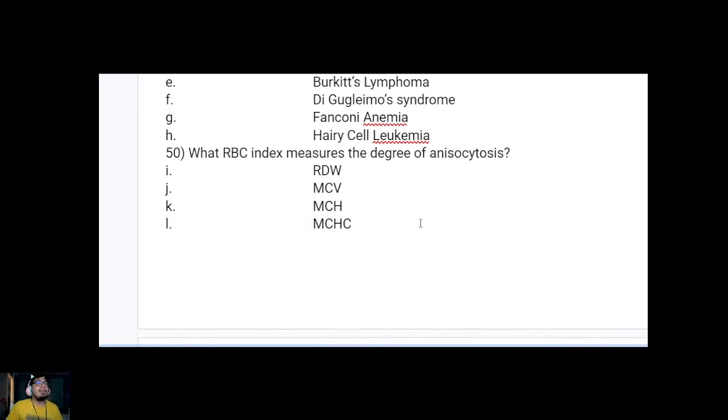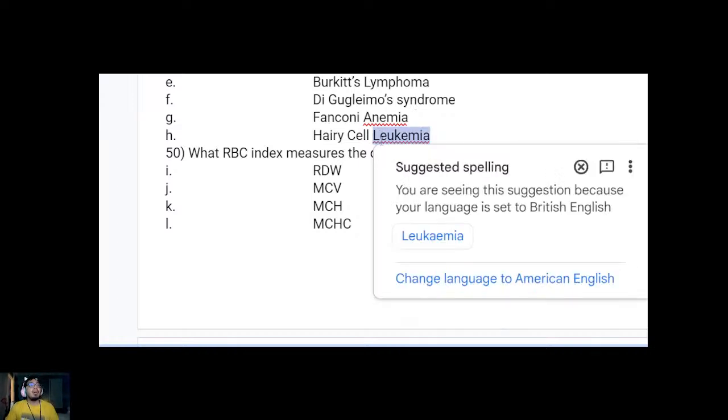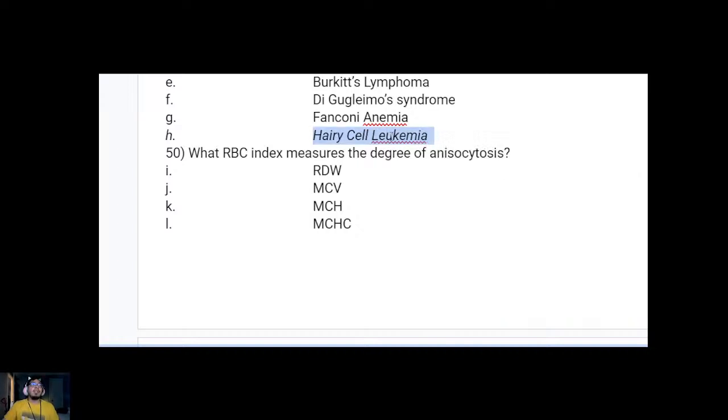Alright. Which of the following conditions are confirmed by trap stain? This is hairy cell leukemia. Let's see how many people were able to answer. Medyo distributed. Disappointed ako sa inyo, nakalimutan niyo na tartrate-resistant acid phosphatase.